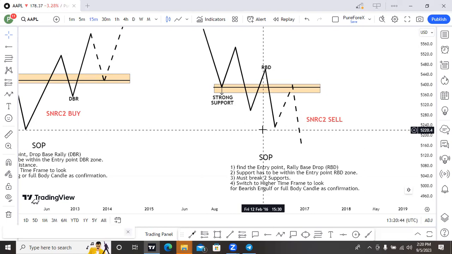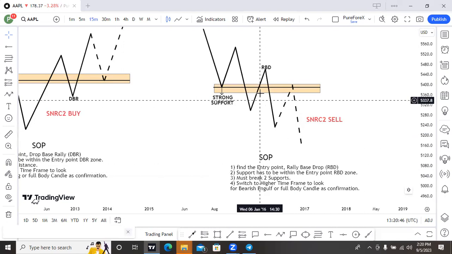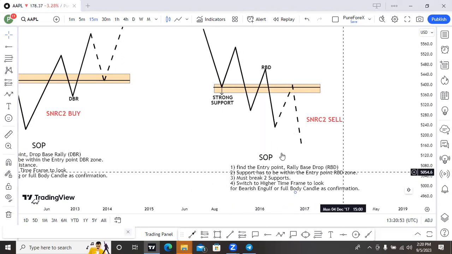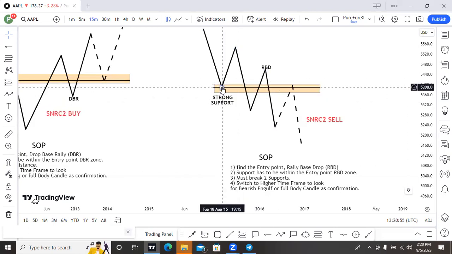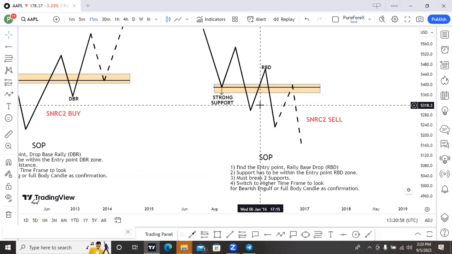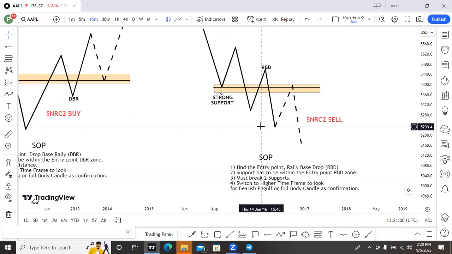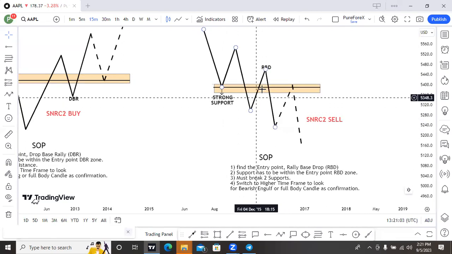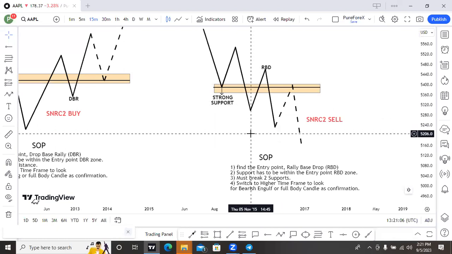All right, let's continue. So this is the rally-based drop, right? Procedure two: support has to be within the entry point rally-based drop. This is a strong support here. This strong support has to be within the rally-based drop. Guys, if the strong support is not within the rally-based drop, it is not an SNRC2 setup. So you have to take note of this.